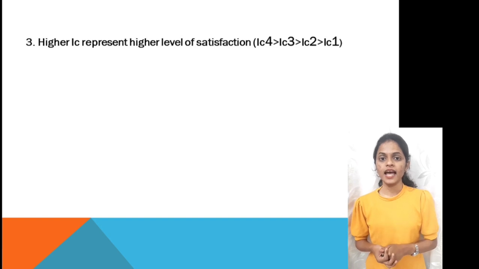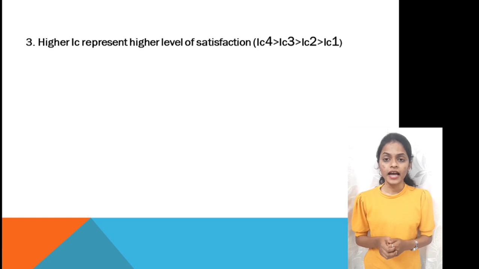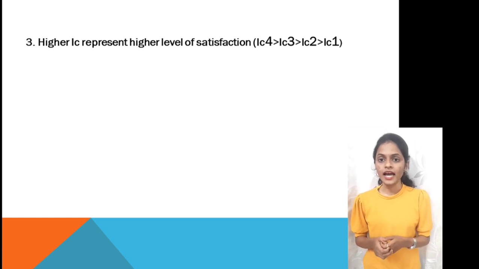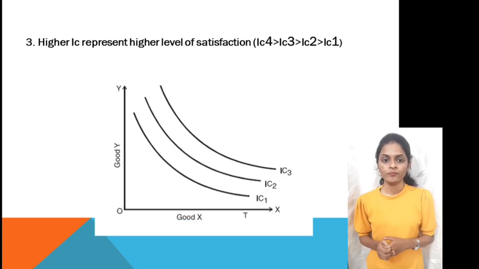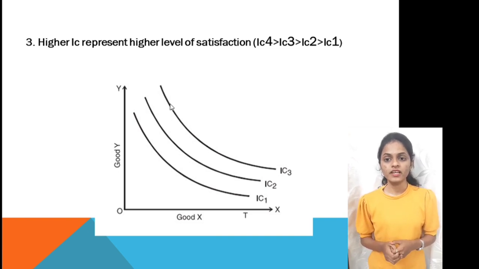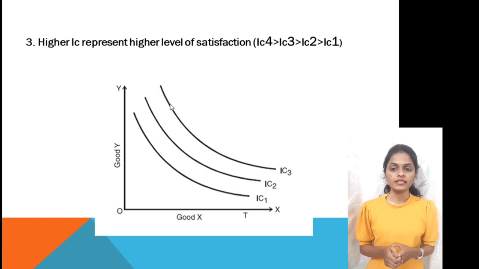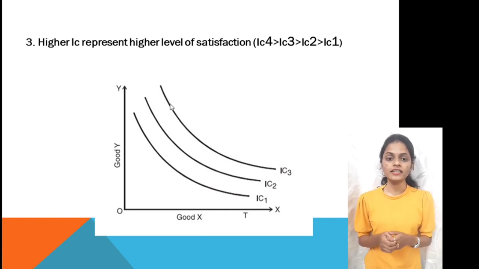Third characteristic is higher IC represents a high level of satisfaction, meaning IC4 is greater than IC3, IC3 is greater than IC2 and IC2 is greater than IC1. Higher indifference curve represents a larger bundle of goods, that is a bundle which contains more of both or more of at least one. Let's assume that consumer's preferences are monotonic, that is he always prefers larger bundles as it gives him higher satisfaction.